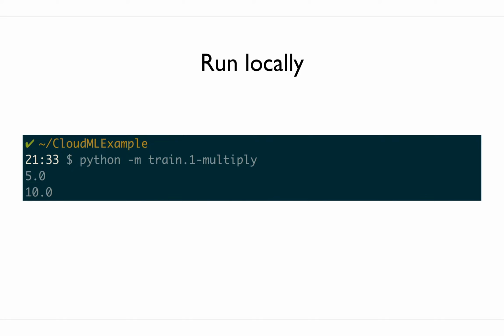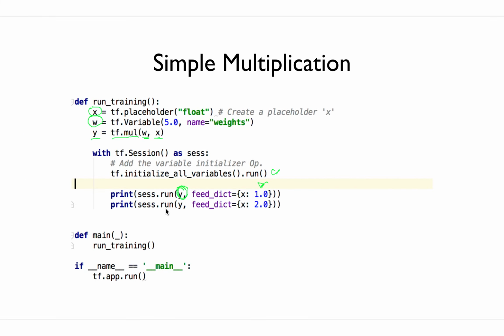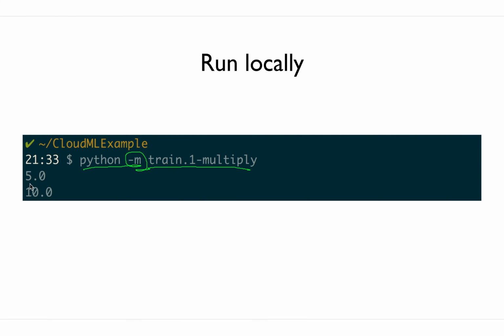One thing we should know is that before we submit the task to the cloud, always test something locally, make sure that it's running okay, and then you submit. So this is how we run this TensorFlow task locally. It's very simple. Using Python, we use the module option, and then provide the module name. That's it. As expected, in the source code we print out 2 things, so we see 5 and 10 as expected.